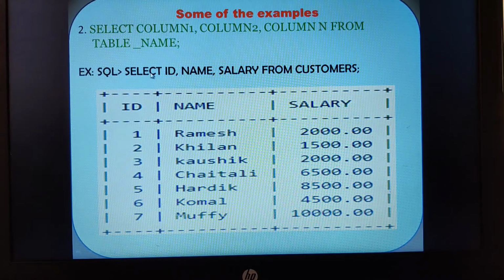Understood? So if I want to see only particular columns of the particular table, then it should be executed this way. Similarly, I can write select register number, comma name from student.